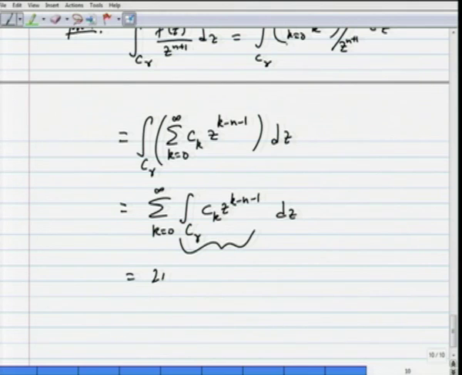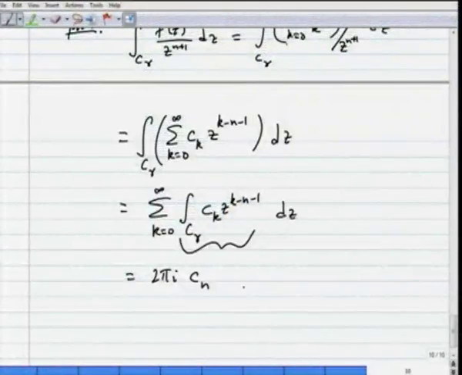This integration is actually equal to 2 pi i times c n. Because of the surviving z power minus 1 term when k equals n, this will give you 2 pi i times c n. The other functions, z power k minus n minus 1 for k not equal to n, give 0 upon integration by the fundamental integral that we calculated earlier, since C r is a simple closed curve, so the integration upon C r of these functions gives us 0.